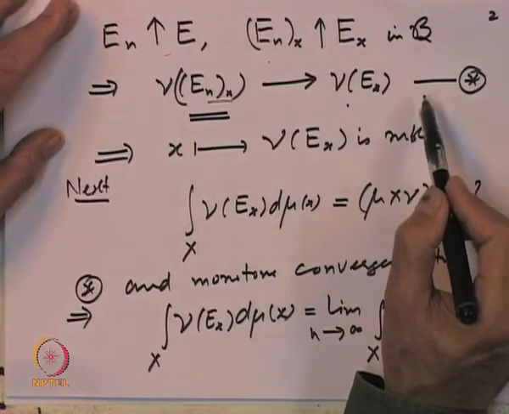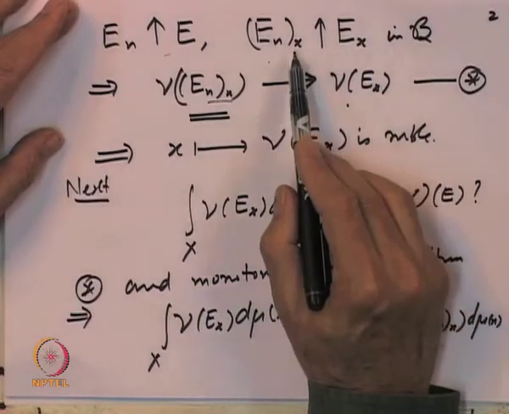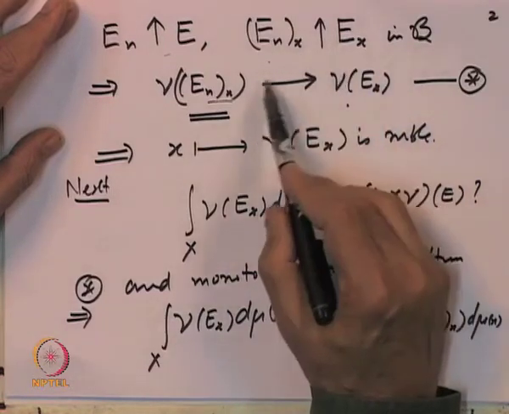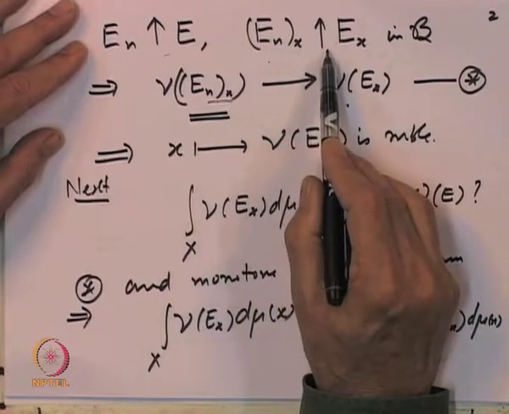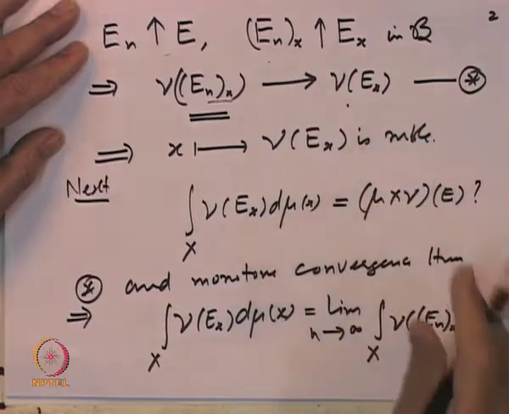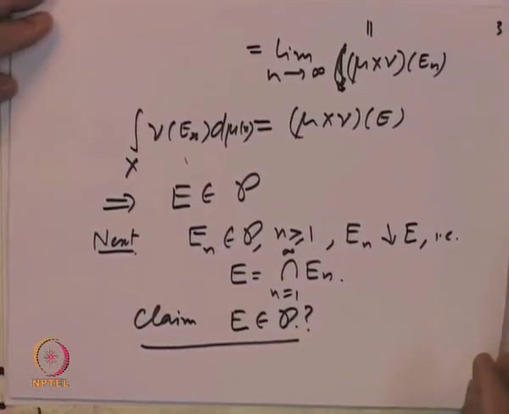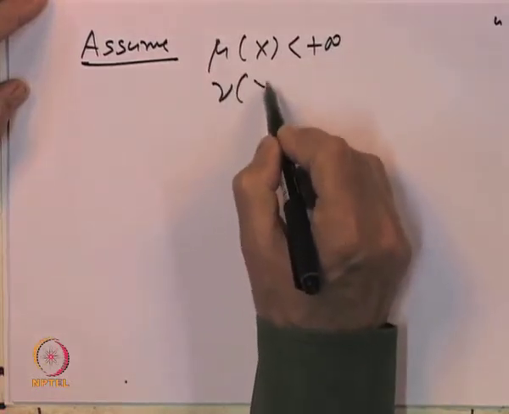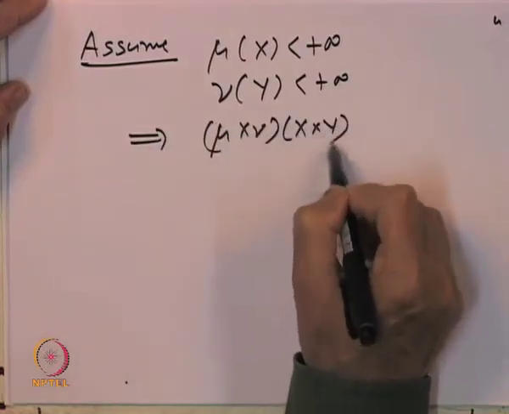To make this star hold, we have to put an extra condition that the measures are finite, because if the measures are finite, then E_n decreasing to E will imply the measures converge. For example, if nu is finite, then for the sections of each E_n, which is a decreasing sequence, nu of E_n will converge. So, to carry over the proof, we have to assume that mu and nu are finite. Let us assume that mu of x is finite and nu of y is finite. Of course, that implies mu cross nu of x cross y is finite.